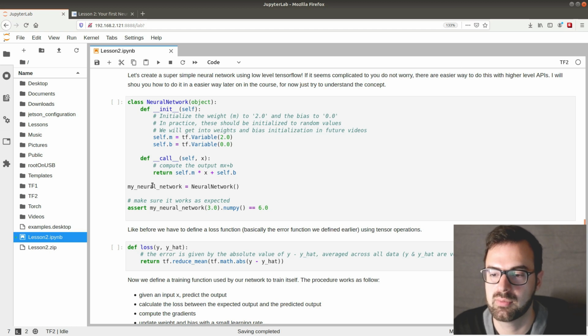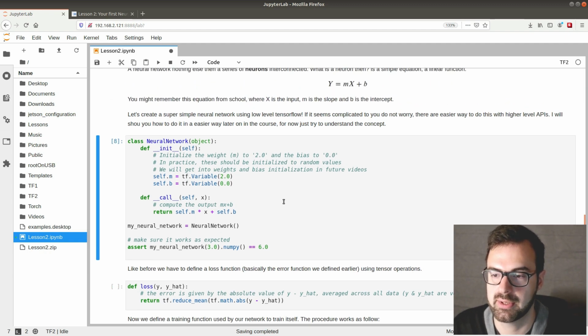So now here we create an instance of the class, and we want to make sure that it works as expected. So we give an input, which is 3.0, and the expected output has to be 6.0, since 3.0 times 2 plus 0 is 6. So we run this code. And as you can see, there are no errors.